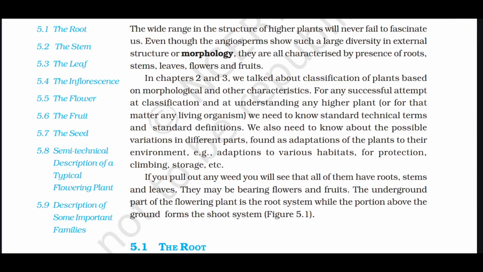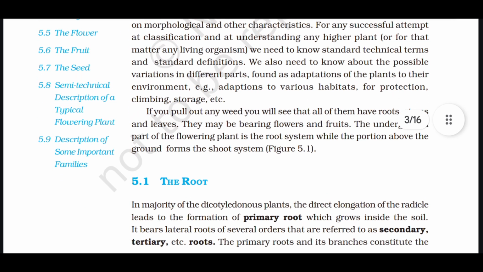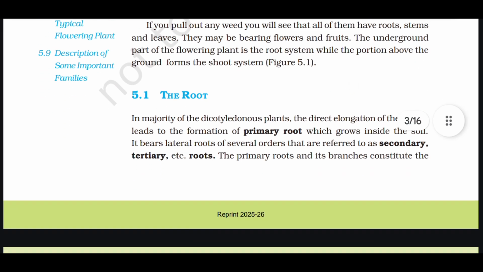If you pull out any weed, you will see that all of them have roots, stems, and leaves. They may be bearing flowers and fruits. The underground part of the flowering plant is the root system, while the portion above the ground forms the shoot system. 5.1 The root. In the majority of the dicotyledonous plants, the direct elongation of the radicle leads to the formation of the primary root, which grows inside the soil.